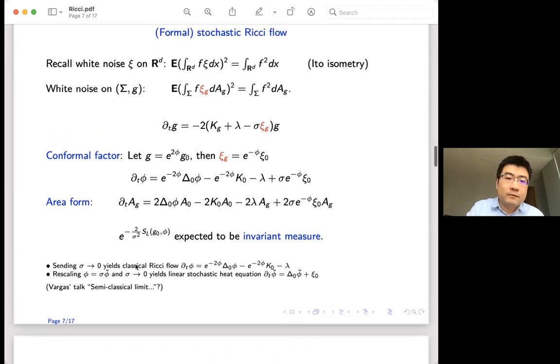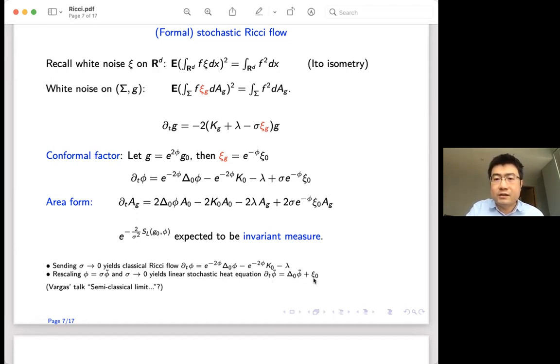Okay, by the way, maybe I need to mention that if sigma, the strength, is converging to zero, then this just yields the classical Ricci flow, obviously. And now if you formally rescale the field in this way, and then send sigma to zero, then formally this would yield the linear stochastic heat equation.